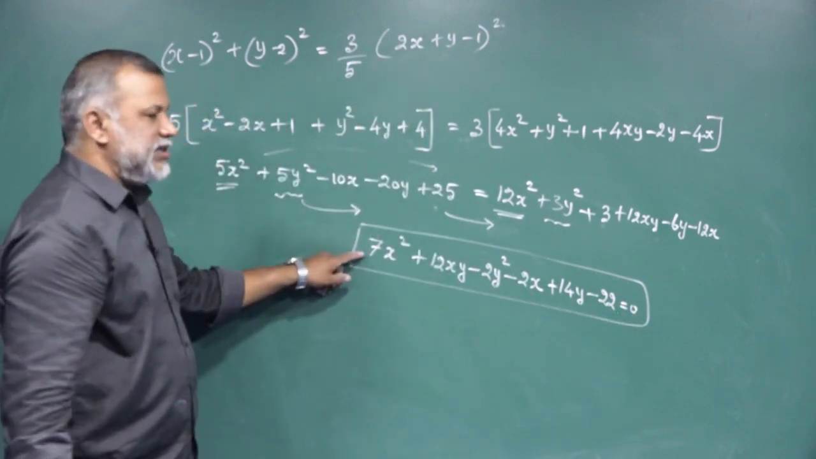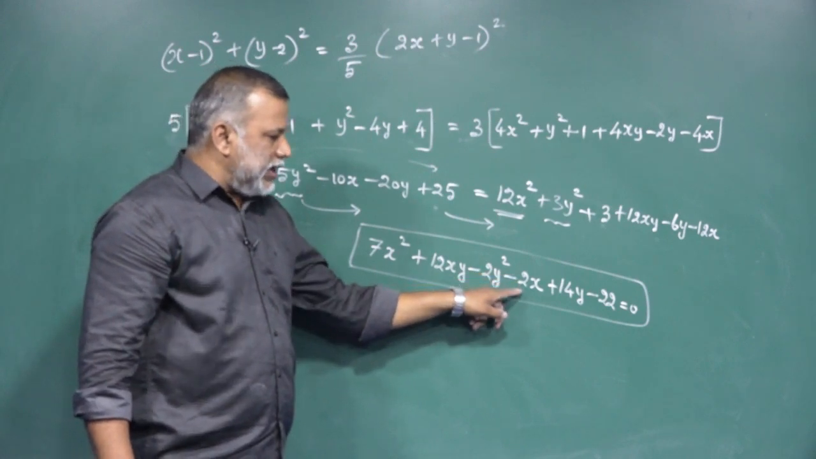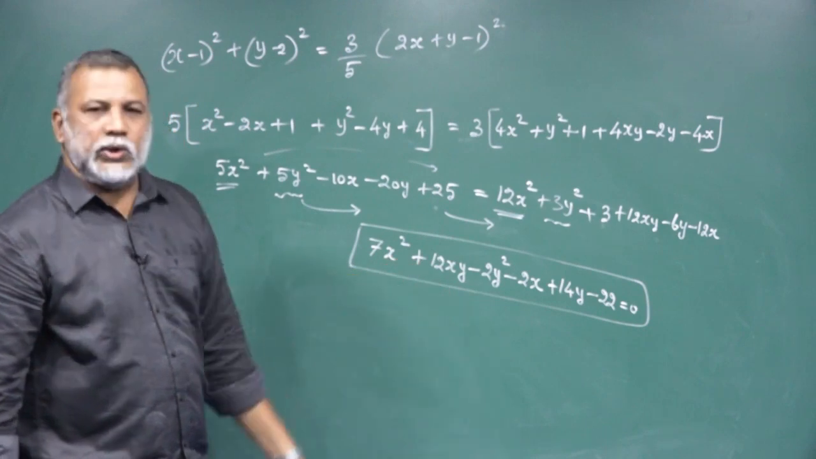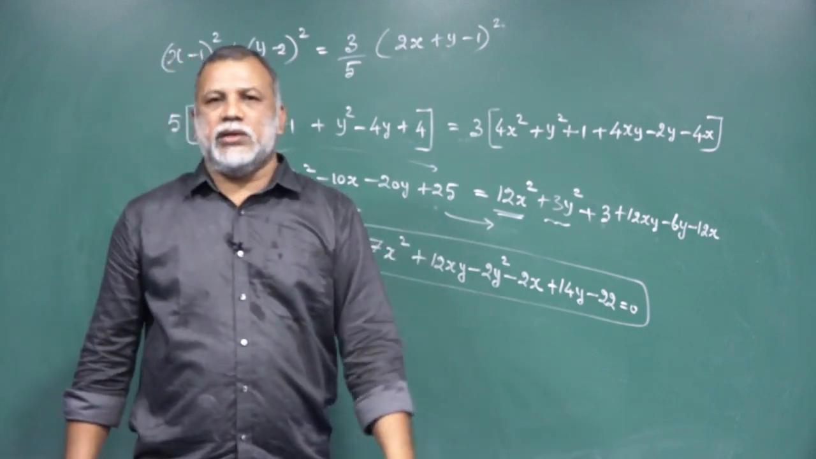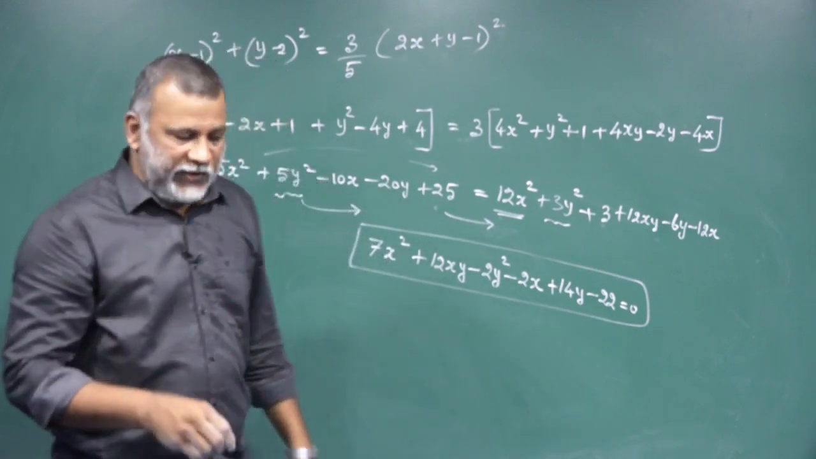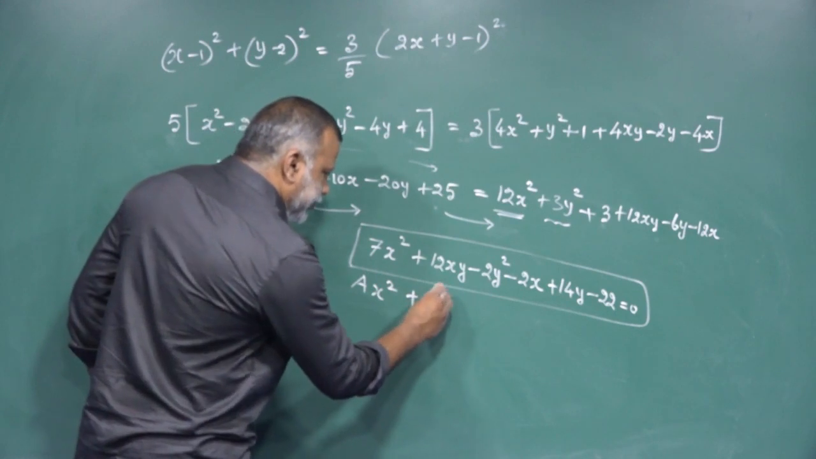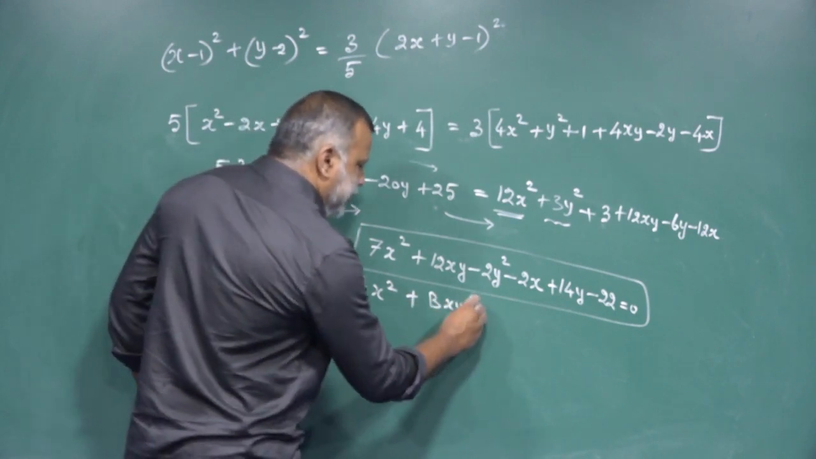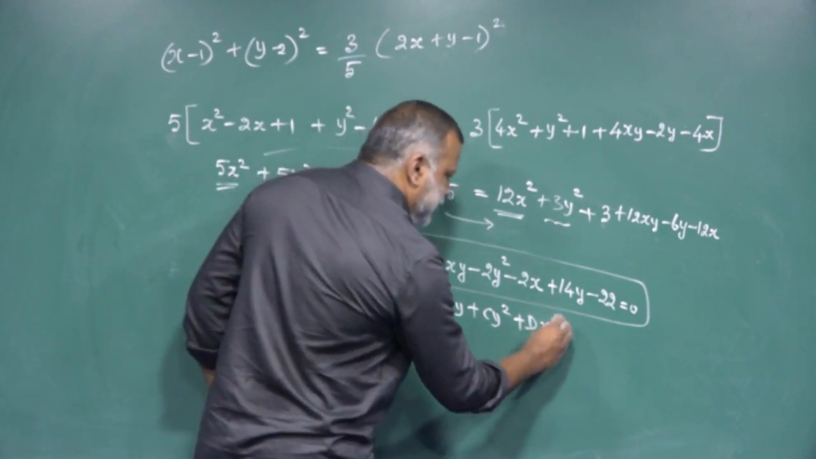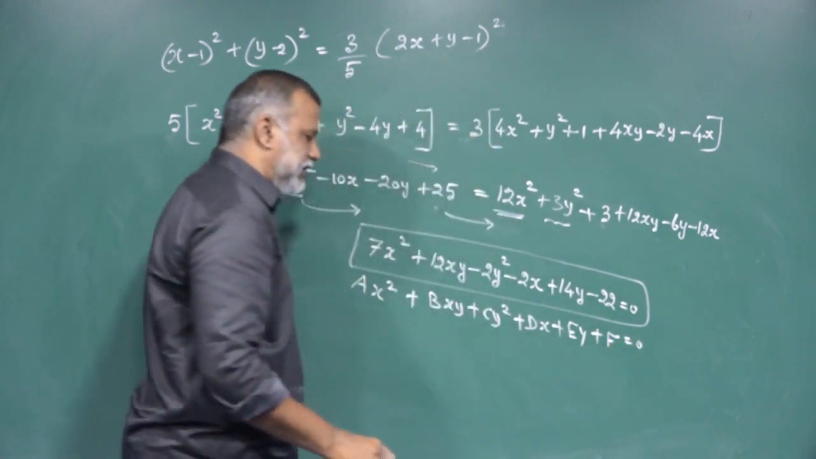See here, 7x squared + 12xy − 2y squared − 2x + 14y − 22 = 0 is the equation of this conic. We explained that this conic is a hyperbola, and you are able to verify. Compare with this one: ax squared + bxy + cy squared + dx + ey + f = 0.